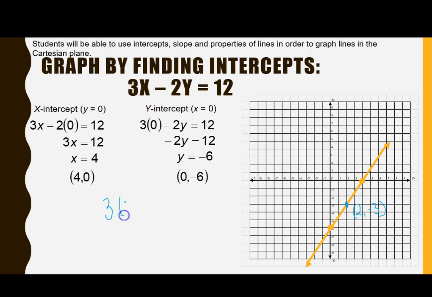3 times 2 minus 2 times negative 3. Should that equal 12? Well, if it's on the line, it should. So we have 6 plus 6, which is 12. And that works. So I know that I have my line graphed correctly. So the key there is to pick a nice lattice point so that you know what the ordered pairs are.